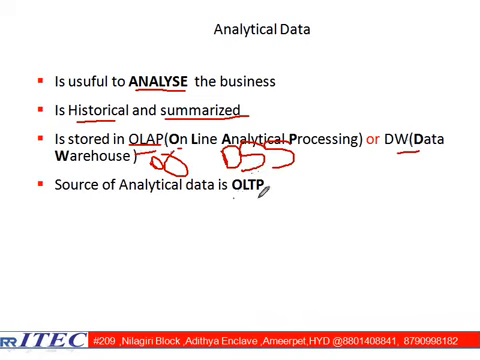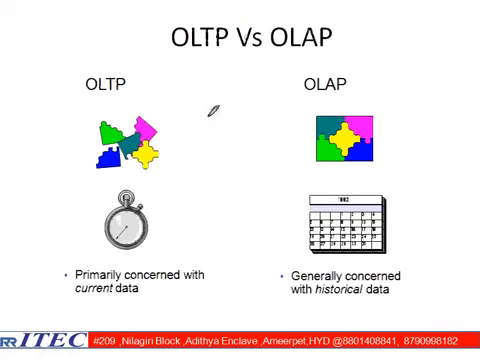The source of this analytical data is OLTP. From the OLTP only we are getting this total data. Am I clear? If people understand, the source of analytical data is what, sir? OLTP. Okay, we are very clear with this one. Let us move on to the next one.